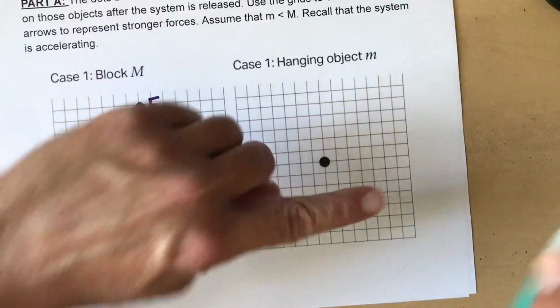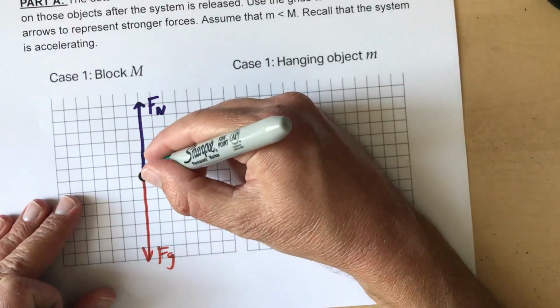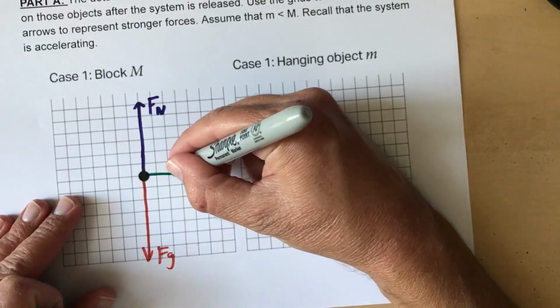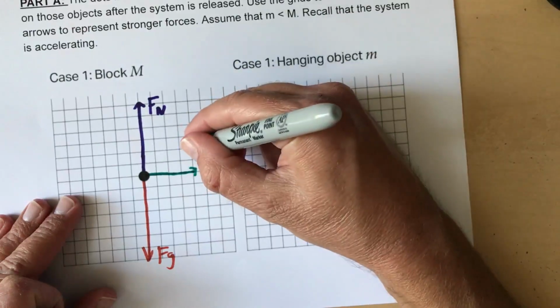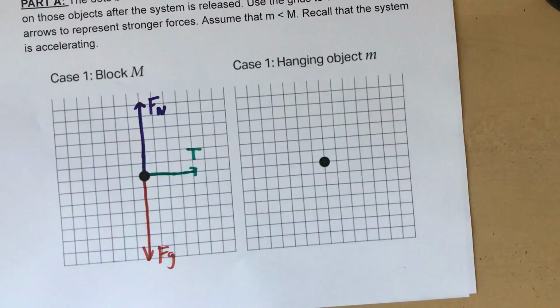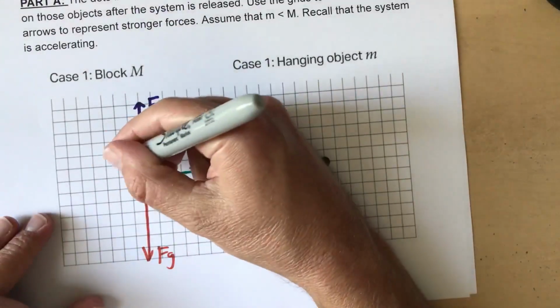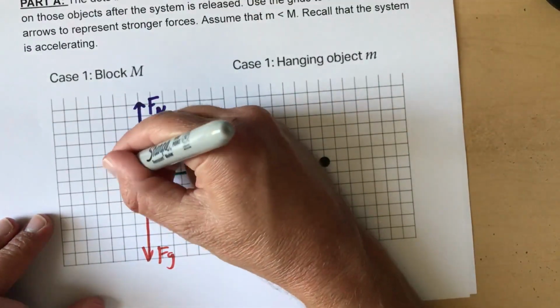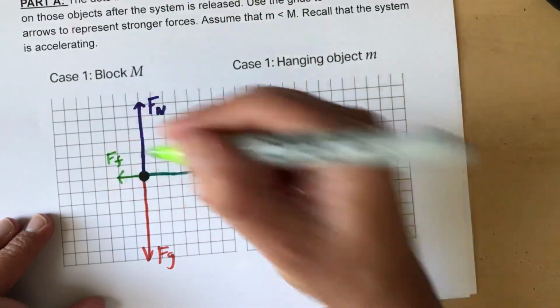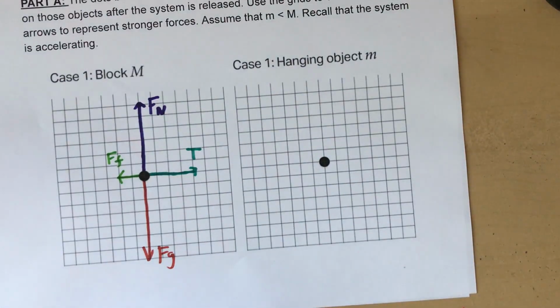But there's a string attached to this block, and it's pulling it forward. So 1, 2, 3, 4. I'm just going to draw it randomly. So that is tension going forward like that. And then it says it's a rough table, so there must be some friction, but it's accelerating, so I just got to make the friction less than the force of tension there in order to accelerate.